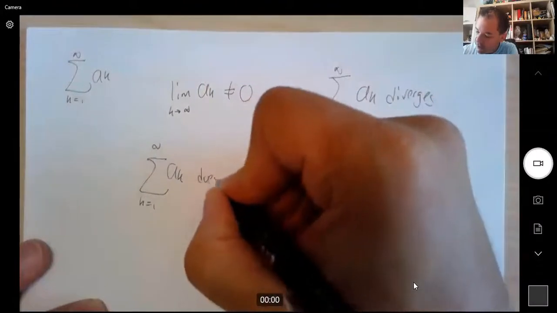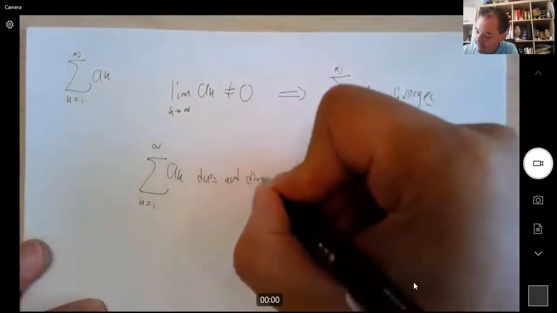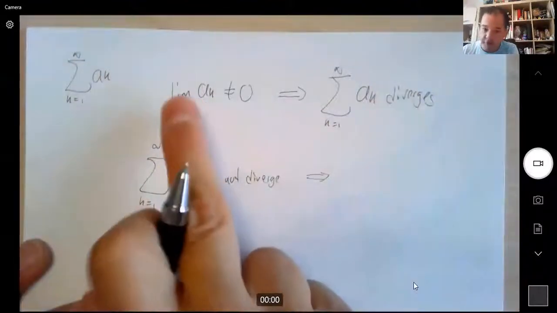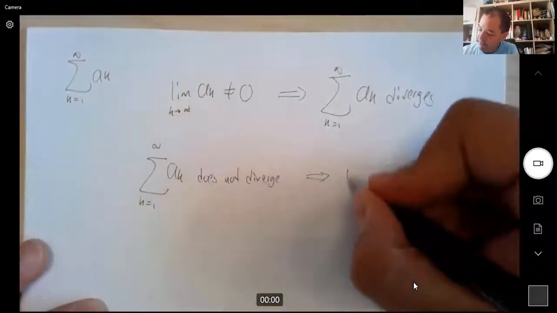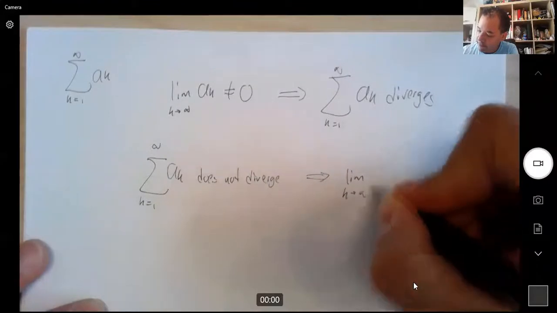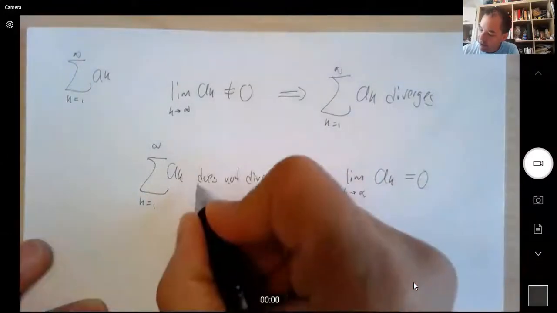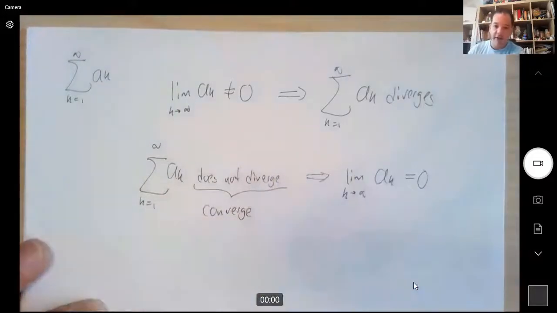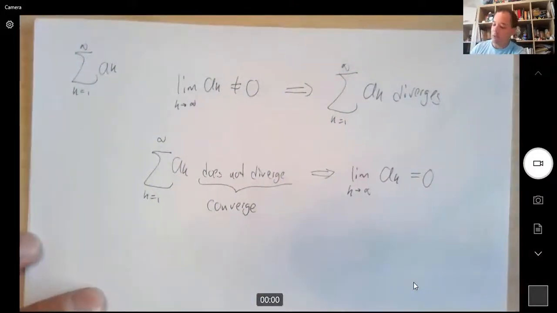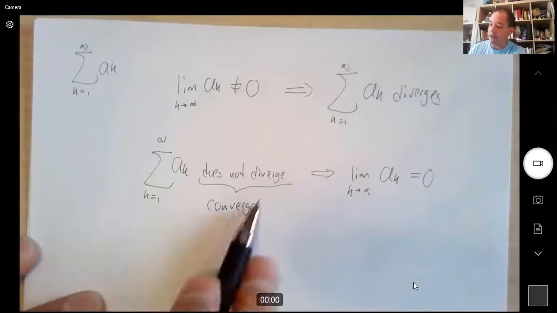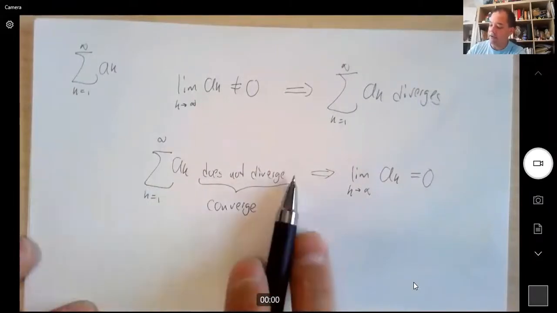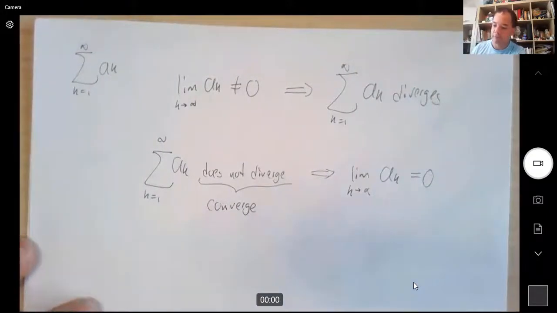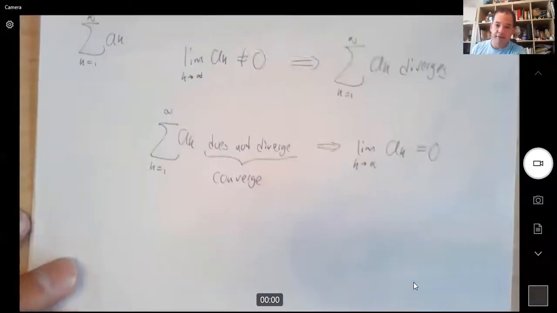Mm-hmm. So the contrapositive of this statement, logically speaking, is that if this one does not diverge, if this doesn't happen, then this doesn't happen, right? Yeah. So it has to equal 0. Correct. And does not diverge is the same as converge, right? So that's a property we actually know, that every time you have a convergent series, the terms have to go to 0. That's how we used it.